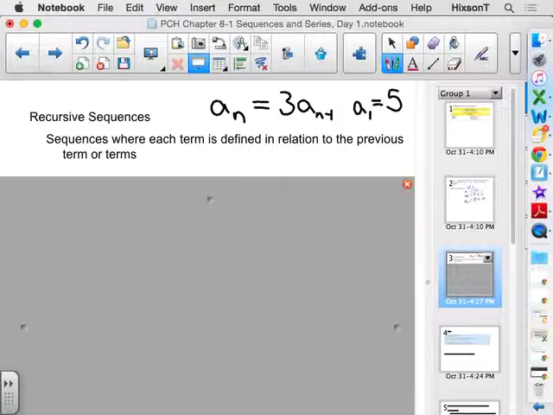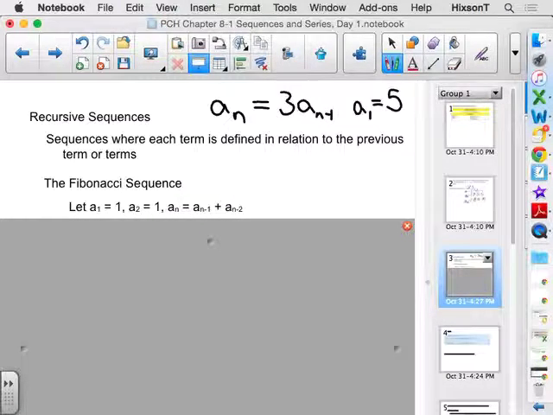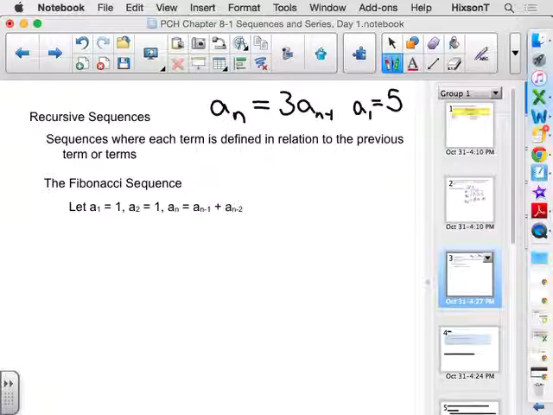Now, one example of this that's relatively simple is what's known as the Fibonacci sequence. This is kind of a famous one. You'll notice here, both of the first 2 terms are defined as 1. So if I was listing the terms in this sequence, I would have 1 and 1. Then you'll notice here, a sub n is defined as a sub n minus 1 plus a sub n minus 2. Can someone put that in their own words? What does that mean?